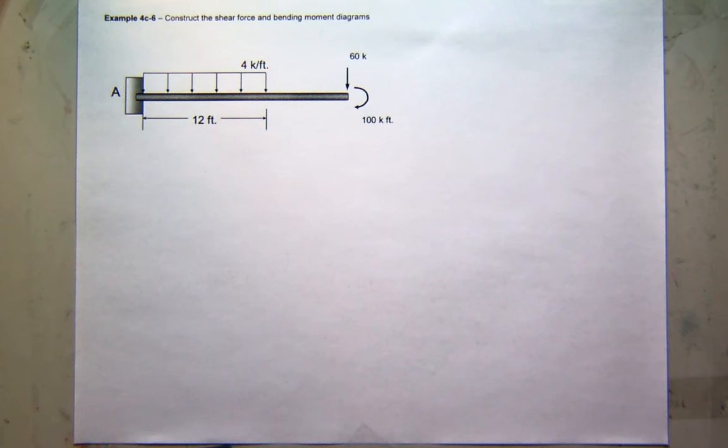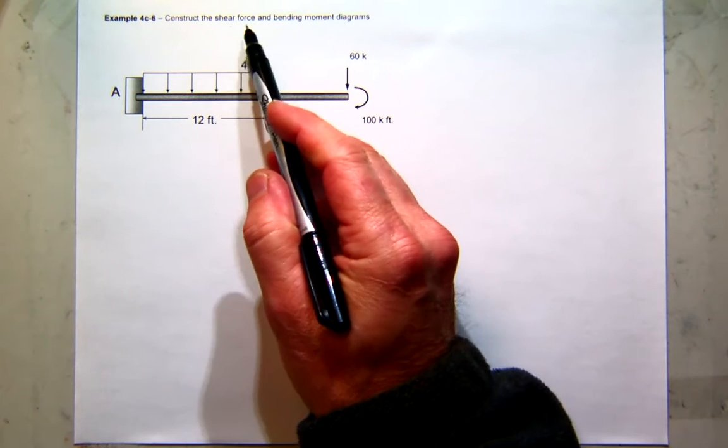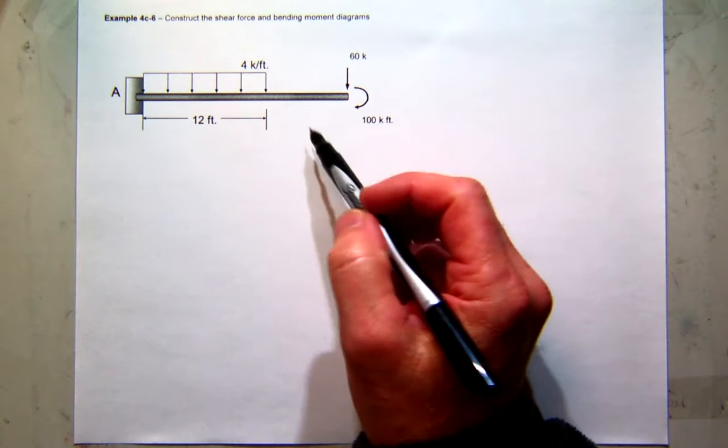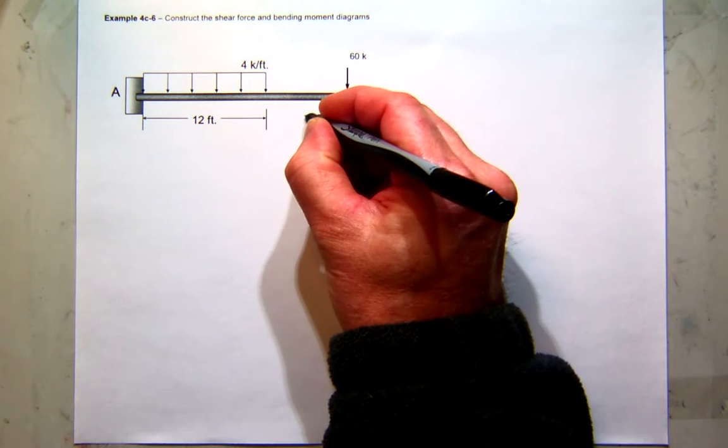All right, so we got this problem. Again, we're going to draw the shear force and bending moment diagram. Oh, I did leave off a dimension. Let's make this 8 feet.